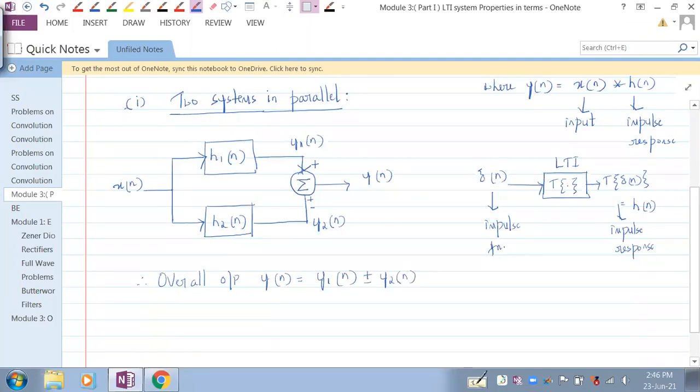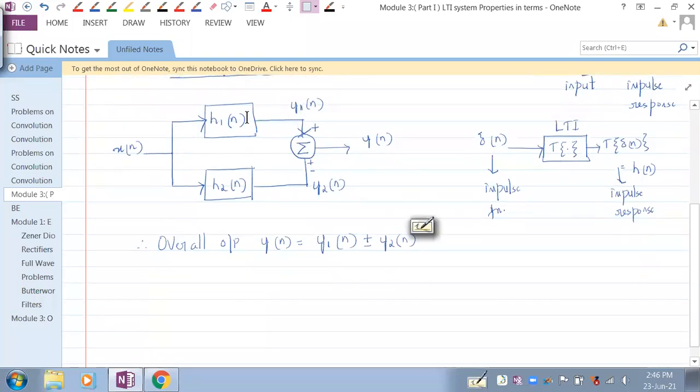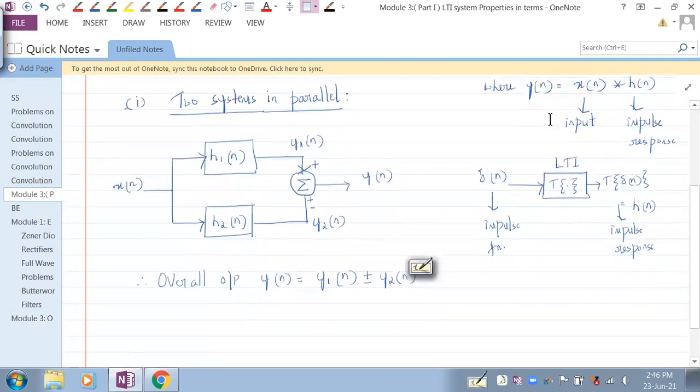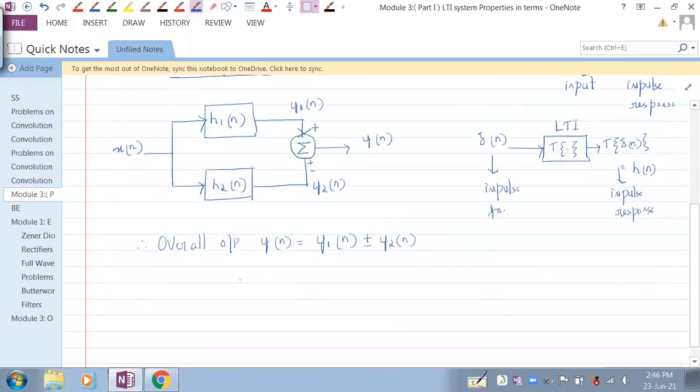Understand that? Now, every output of an LTI system is what? What is the output of an LTI system? The output of an LTI system is the convolution of the input and the impulse response. So y1 of n can be written as x of n convolved with h1 of n.